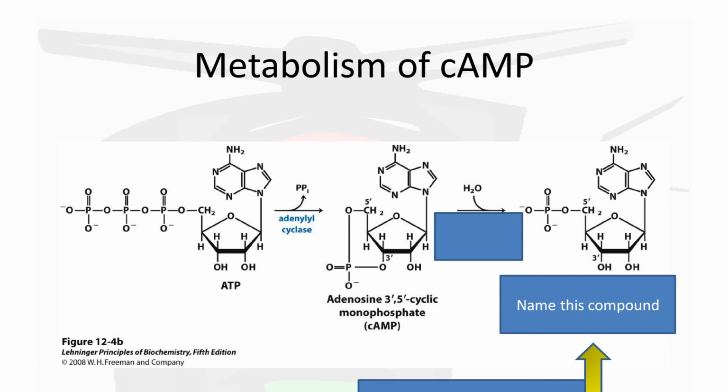And so that's what the second enzyme is doing in the metabolic pathway of cyclic AMP. We have water coming in, and water is breaking apart that cyclic bond. So what compound are we making right there? That's AMP, adenosine monophosphate. So what enzyme do you suppose is doing this? What kind of enzyme or class of enzymes could this be? Hydrolase? Possibly. What else?